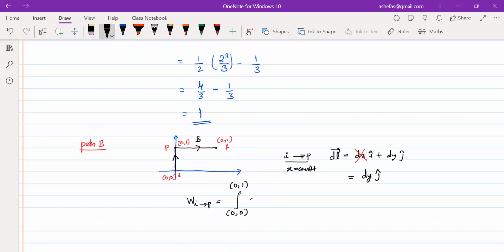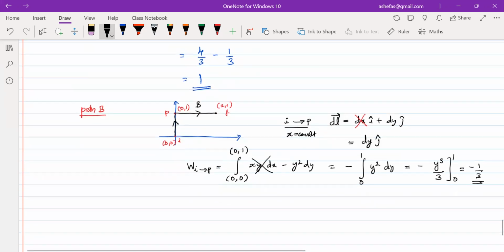xy dx minus y square dy, but there is no dx here, so this becomes 0, and we have only the integration over y, so it becomes minus integral y square dy, and here y varies from only 0 to 1. Okay, so there is no problem for this integration. We can simply integrate it. y square integrates to y cube by 3, limit 0 to 1, and it would be minus 1 by 3. So this is the work from I to P.